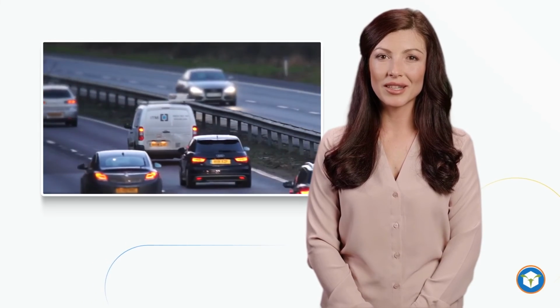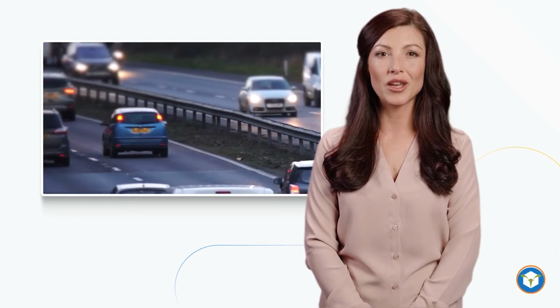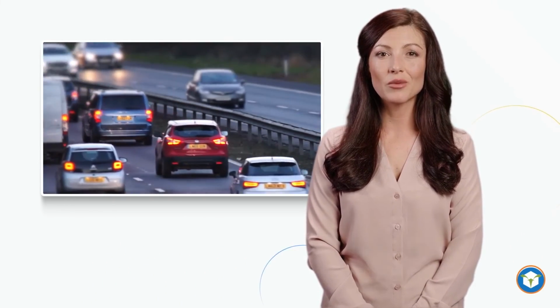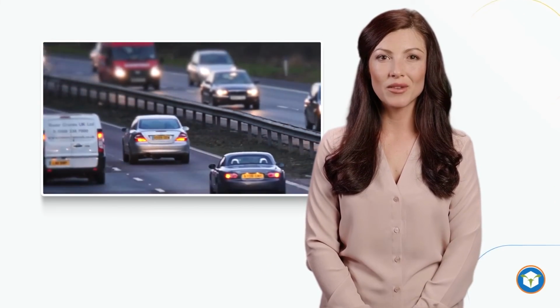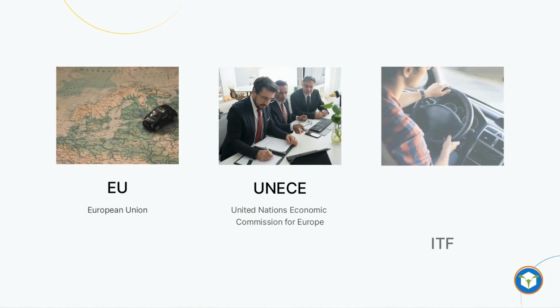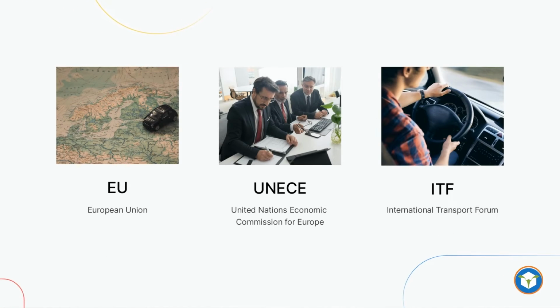It should be noted that international road haulage operations are complex. The rules and regulations that govern these operations can come from a number of sources. The sources for the framework of international regulations and the control of road haulage are the European Union, the United Nations Economic Commission for Europe, the International Transport Forum, and also various bilateral agreements.